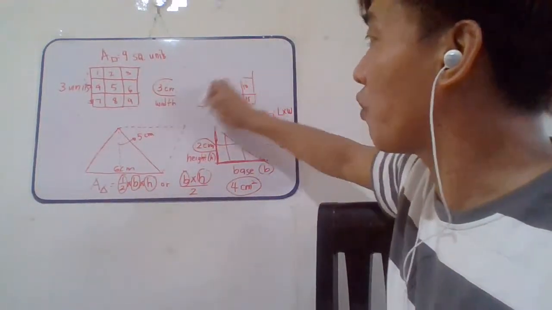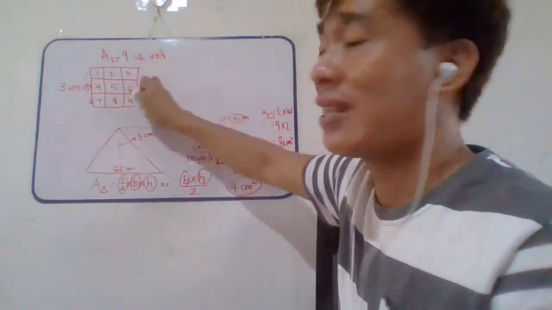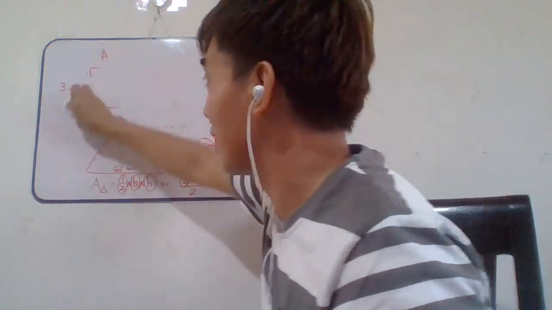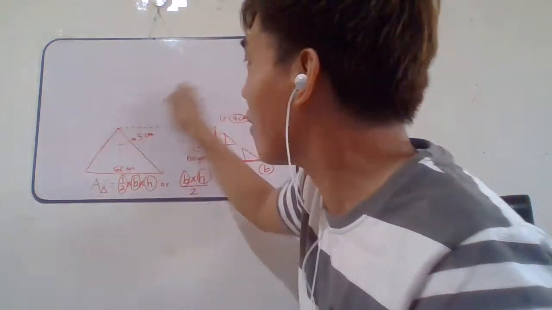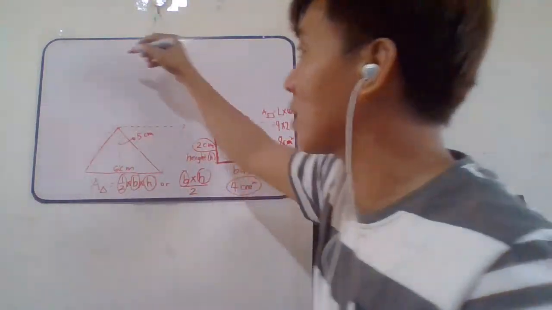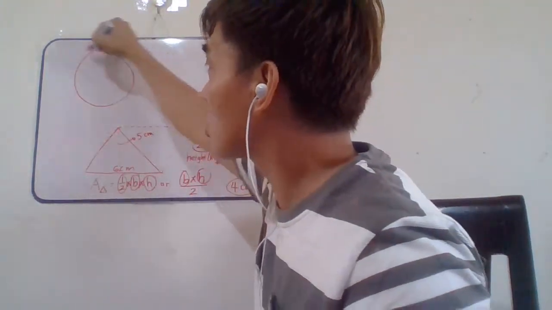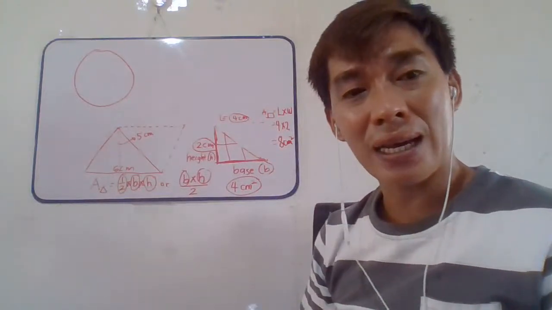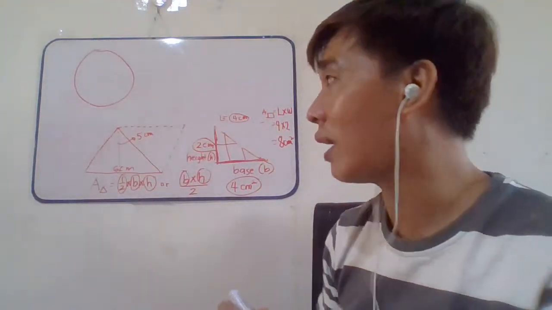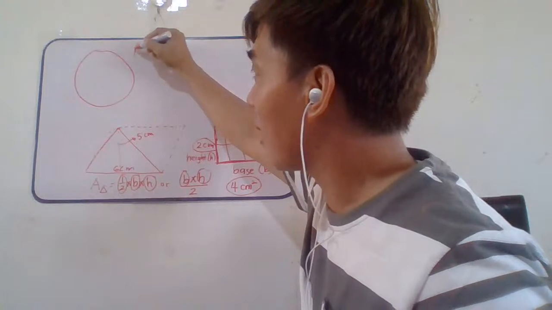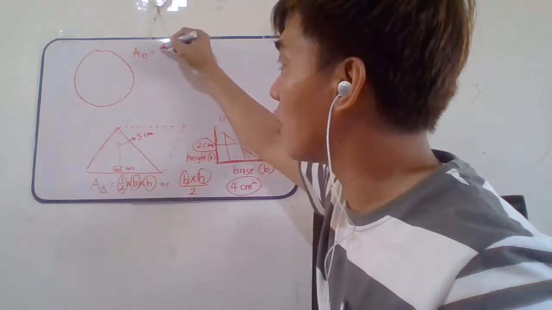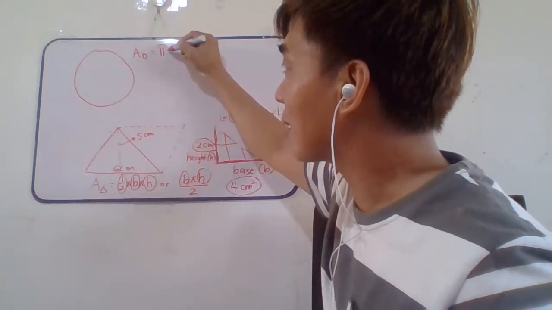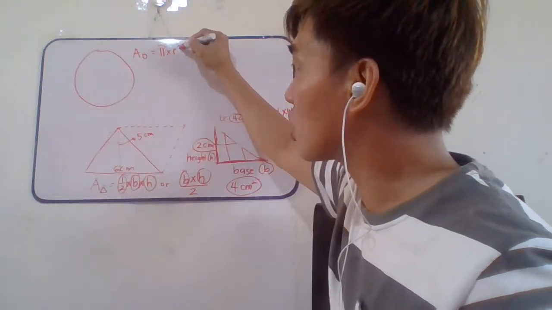Remember always that if we are talking about area, we are just getting the number of square units. Now, it's impossible to show you the number of square units for the circle. So we memorize a formula to get the area of the circle, which is equal to pi times radius squared.